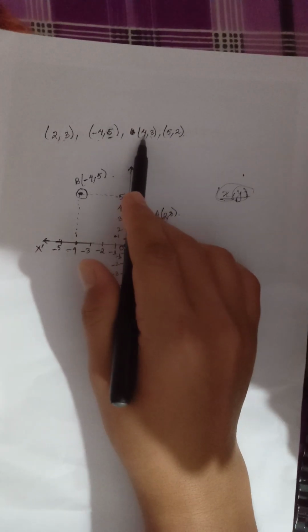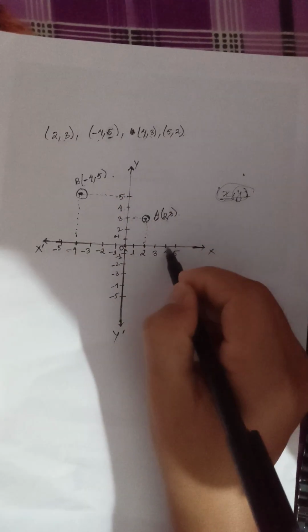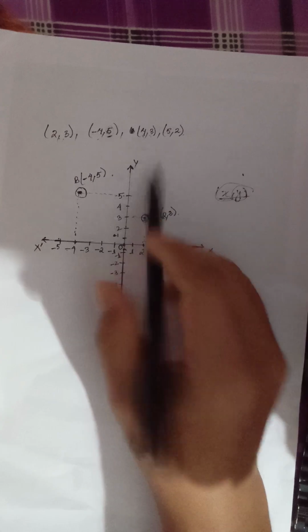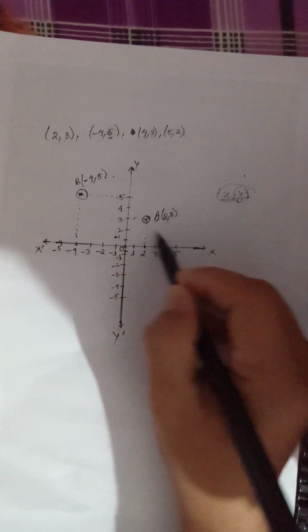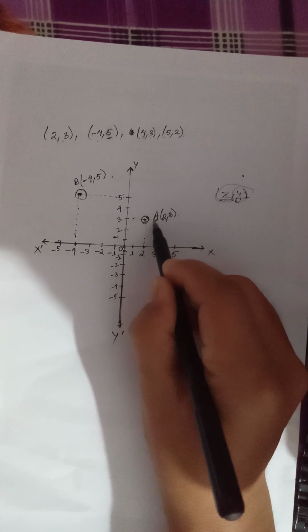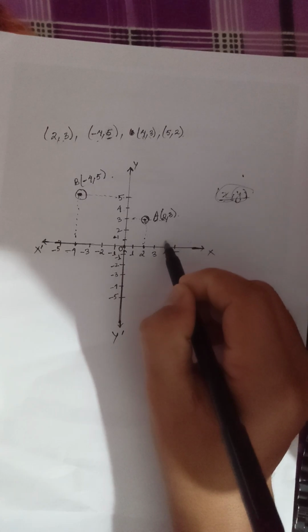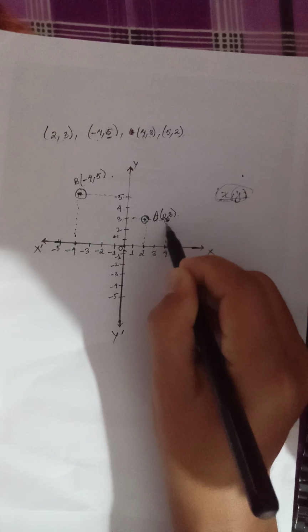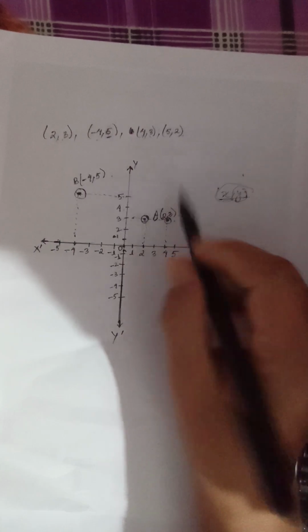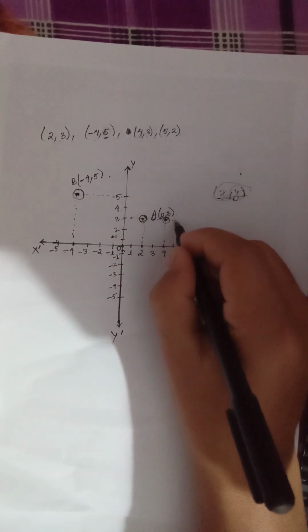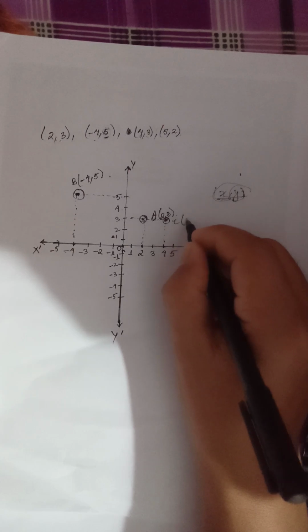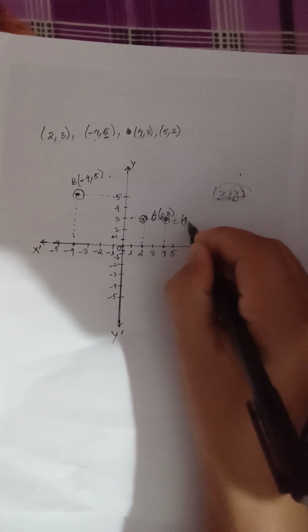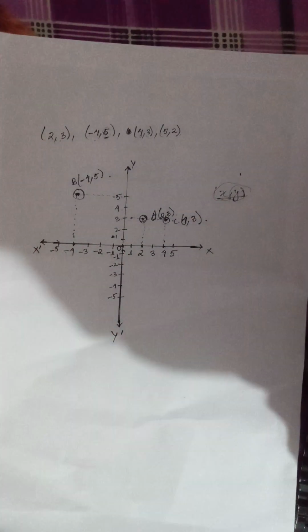Now here we have 4, 3. Where is 4? This is 4, and after that we have 3. Where is 3? This. Just mark it with dotted lines, and even here you have to mark dotted lines, and the point where these two meet will represent this point, which we will name C. It will be 4, 3, right?